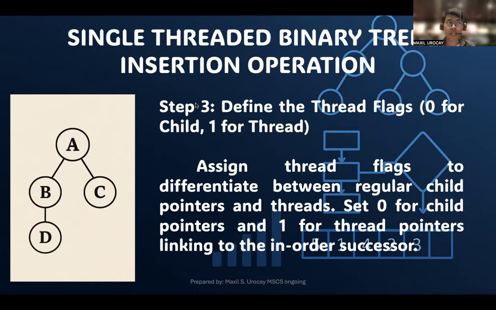flags. It could be 0 or 1 respectively. As I have mentioned, it applies from parent to child and from child to parent also. We assign the thread flags to differentiate between regular child pointers and threads. Set 0 for child pointers and 1 for thread pointers linking to the in-order successor.